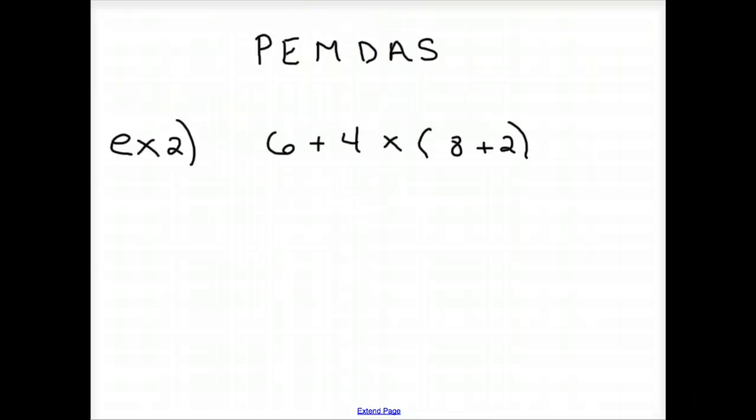Example 2. 6 plus 4 times the quantity 8 plus 2. PEMDAS tells me to complete the parentheses first, so I'm going to rewrite everything. 6 plus 4 times 8 plus 2. I get an answer of 10. In this case, now 6 plus 4 times 10. Multiplication first. So I have 6 plus 40. And finally 6 plus 40, and I get an answer of 46.